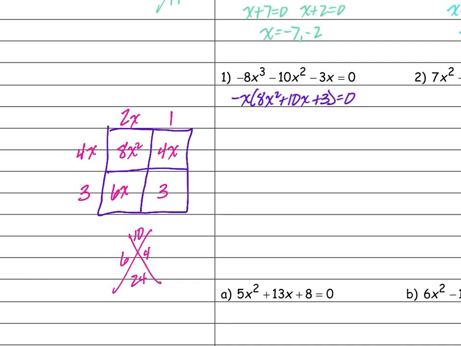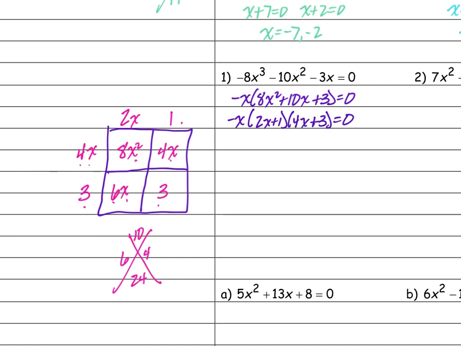And then remember, you can check it to see if your multiplication is right. 2x times 4x is 8x squared. 2x times 3 is 6x. 4x times 1 is 4x. And 3 times 1 is 3. So we know that this is going to factor to negative x. So I can't forget that negative x out there. And then 2x plus 1 times 4x plus 3.